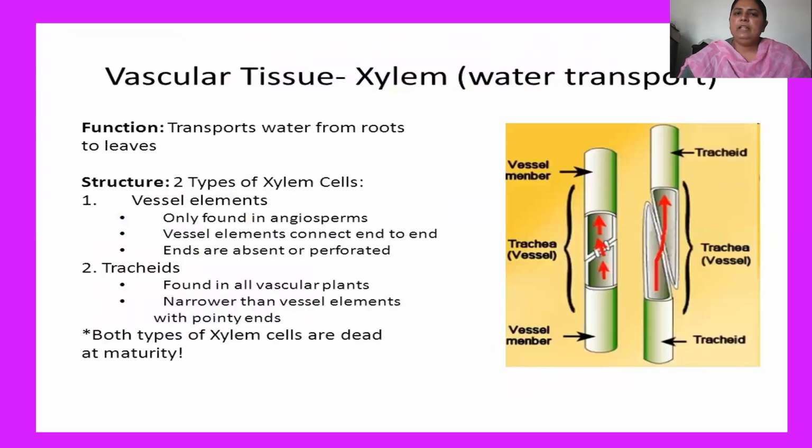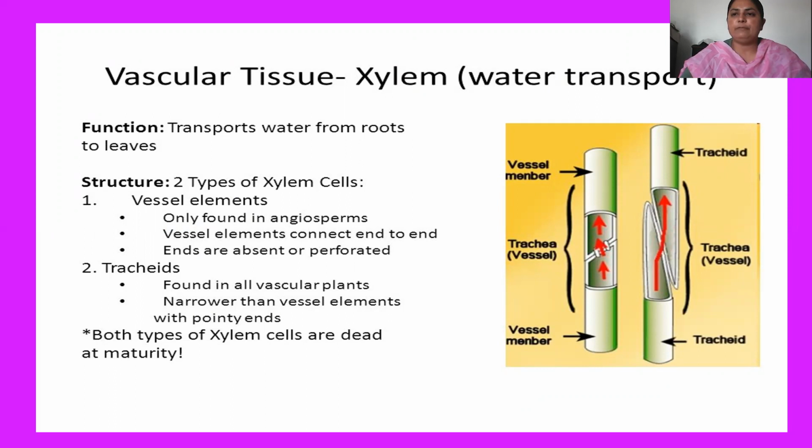Students, here I am going to tell you the function of xylem in water transport. Xylem is mainly involved in the transport of water along with the minerals from the roots to the leaves of the plant. Here on the screen, I have shown you the different types of xylem cells. These may be tracheids or vessel members. You can easily see the difference between the tracheids and vessel member.